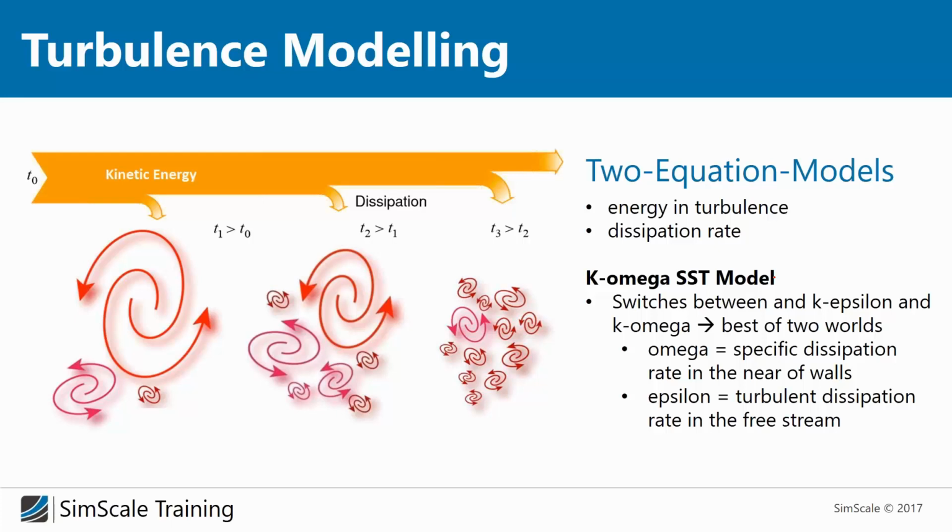One is omega, which is a specific dissipation rate in the near of the wall. So omega is describing how quickly these eddies and vortexes are dissipated into smaller vortex cascades and structures. And epsilon is our turbulent dissipation rate, which gives us the turbulent dissipation, so this cascade effect in the near of the wall or in the free stream.